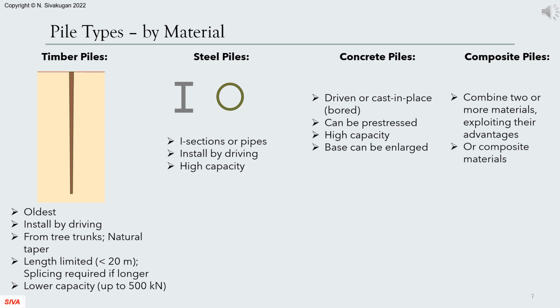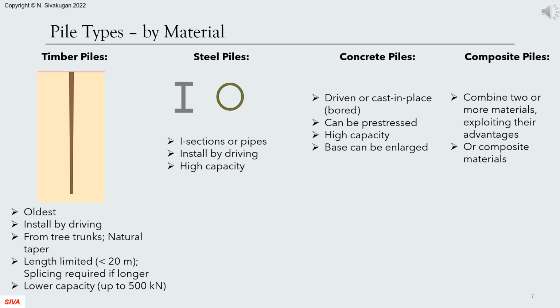Piles are generally made of timber, steel, or concrete. Timber piles have been used centuries ago. Tree trunks are used as piles with natural taper. Their lengths can be limited and may require splicing. Their load carrying capacity is relatively low, in the order of 500 kilonewtons.